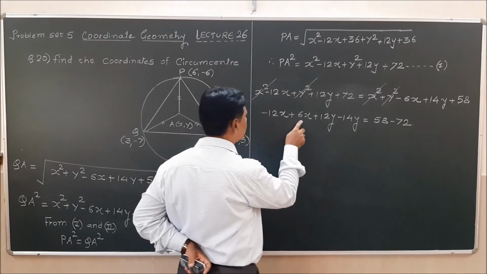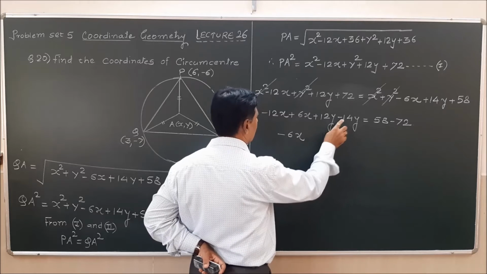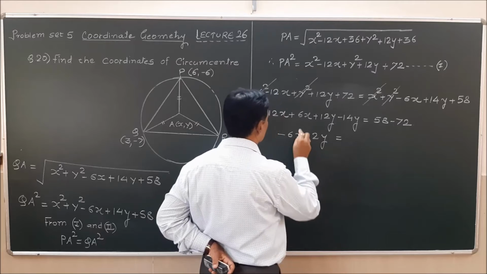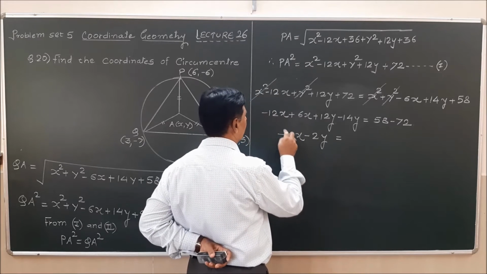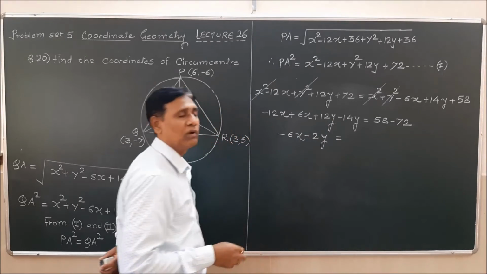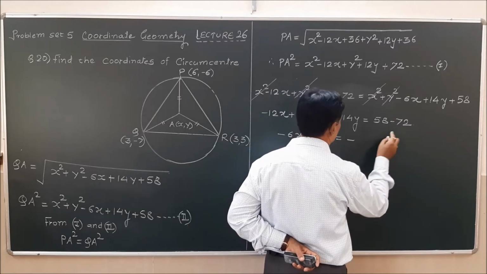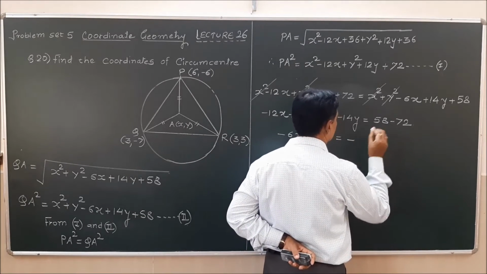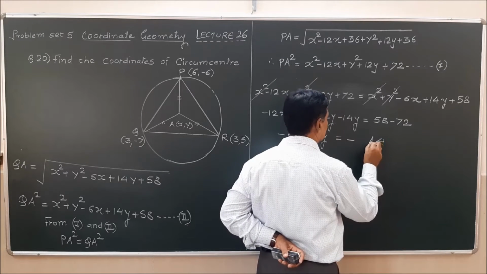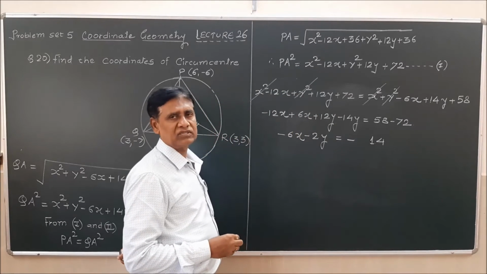So that gives us minus 12 plus 6, minus 6x, minus 2y is equal to minus 6x. We will find minus 12 plus 6, 12 minus 14, that is minus 2y. Now 72 minus 58, so we will get it as minus 14.